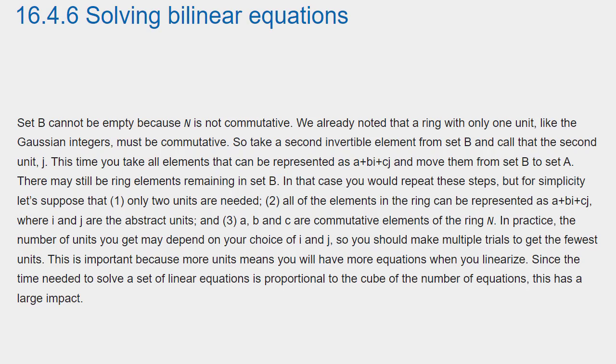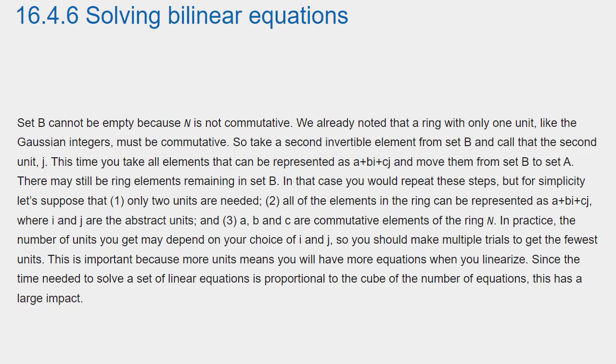So take a second invertible element from set B and call that the second unit, j. This time you take all elements that can be represented as a plus bi plus cj and move them from set B to set A. There may still be ring elements remaining in set B. In that case, you would repeat these steps, but for simplicity, let's suppose that one, only two units are needed, two, all of the elements in the ring can be represented as a plus bi plus cj, where i and j are the abstract units, and three, a, b and c are commutative elements of the ring N.